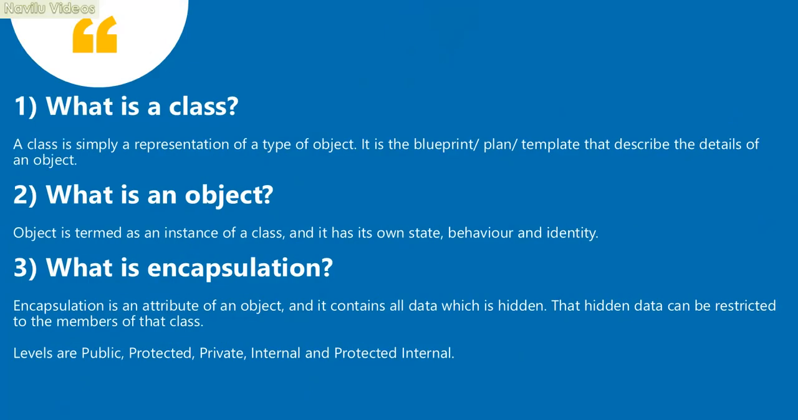One. What is a class? A class is simply a representation of a type of object. It is the blueprint, plan or template that describes the details of an object.